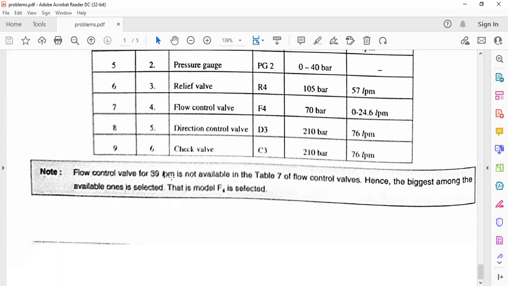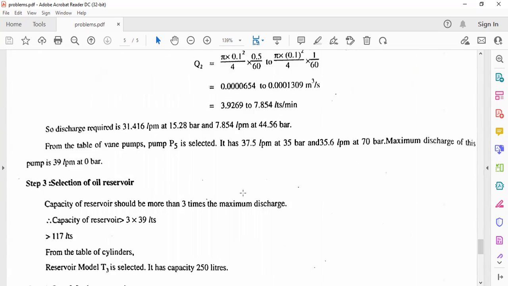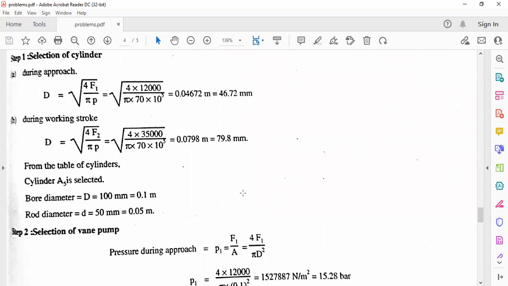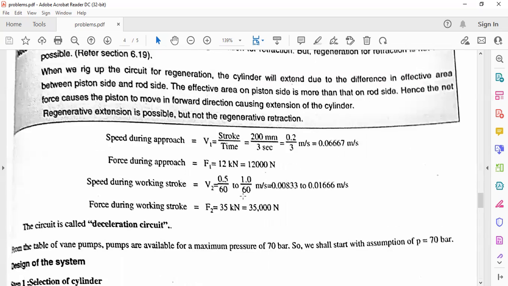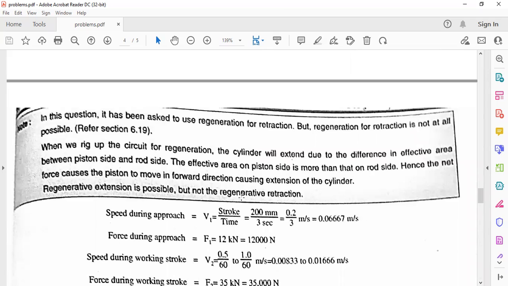Flow control valve for 39 liter per minute is not available in table 7 of flow control valve. Hence, the biggest among the available ones is selected. This model F4 is selected. So in this way, we have seen this problem and solved this problem. Any doubt, any queries, please ask me.